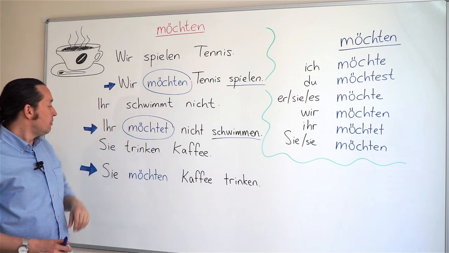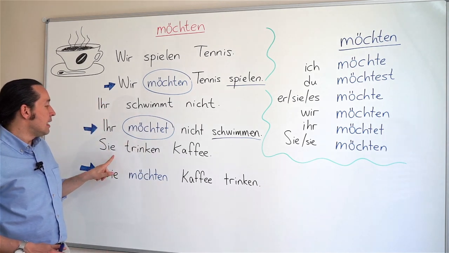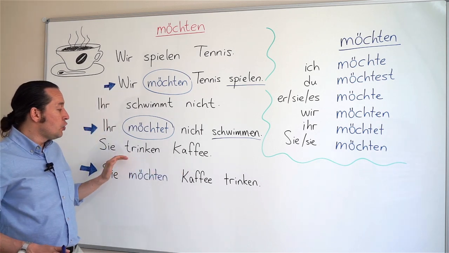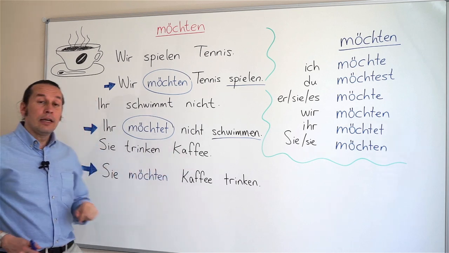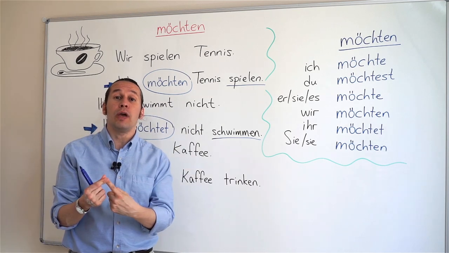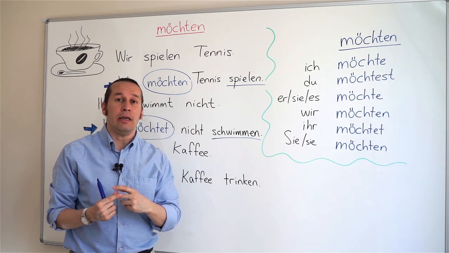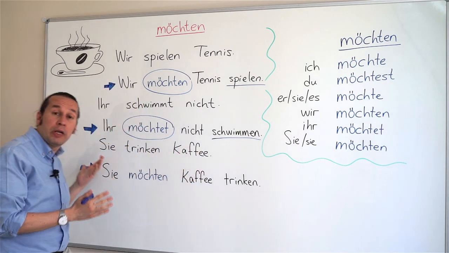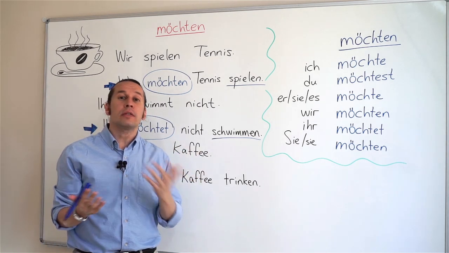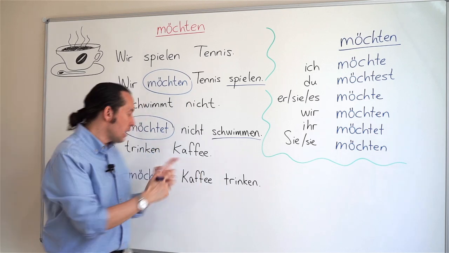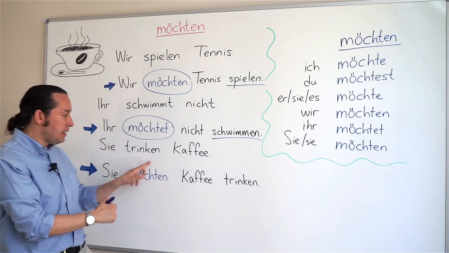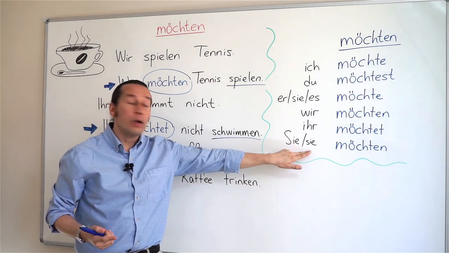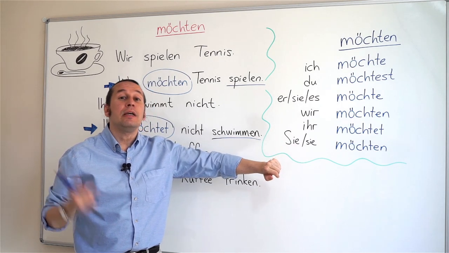Okay, so in the next sentence it says sie trinken Kaffee. You drink coffee. Sie could be either the formal way of saying you or they. It depends on what I mean. So I need to look at the previous sentence for the meaning. What do I understand of sie? Because with just one sentence, sie trinken Kaffee, it could be either the you form or the they form.